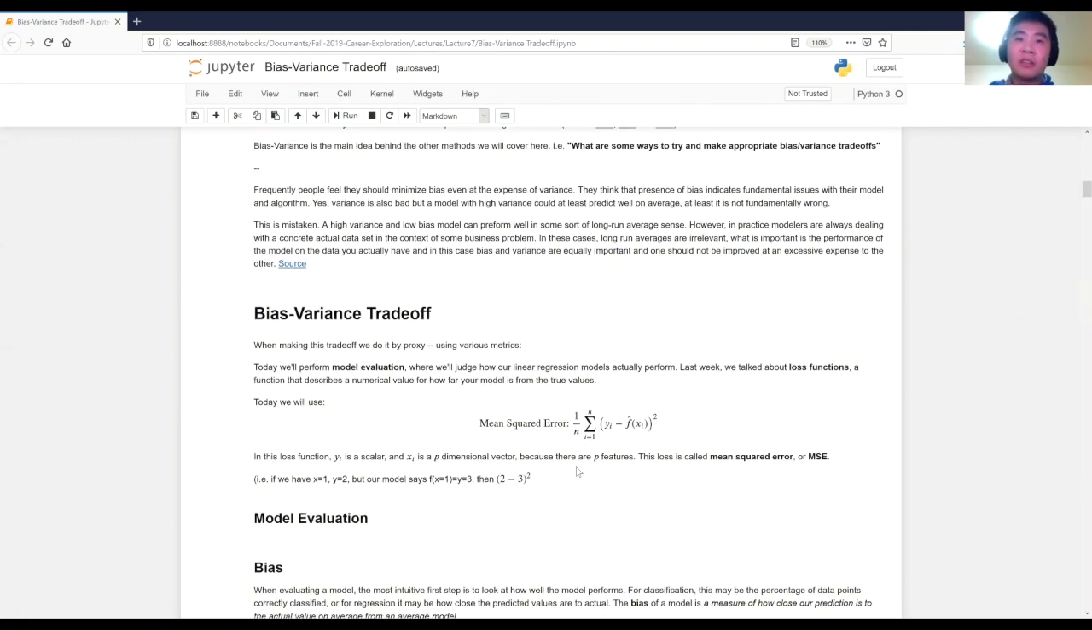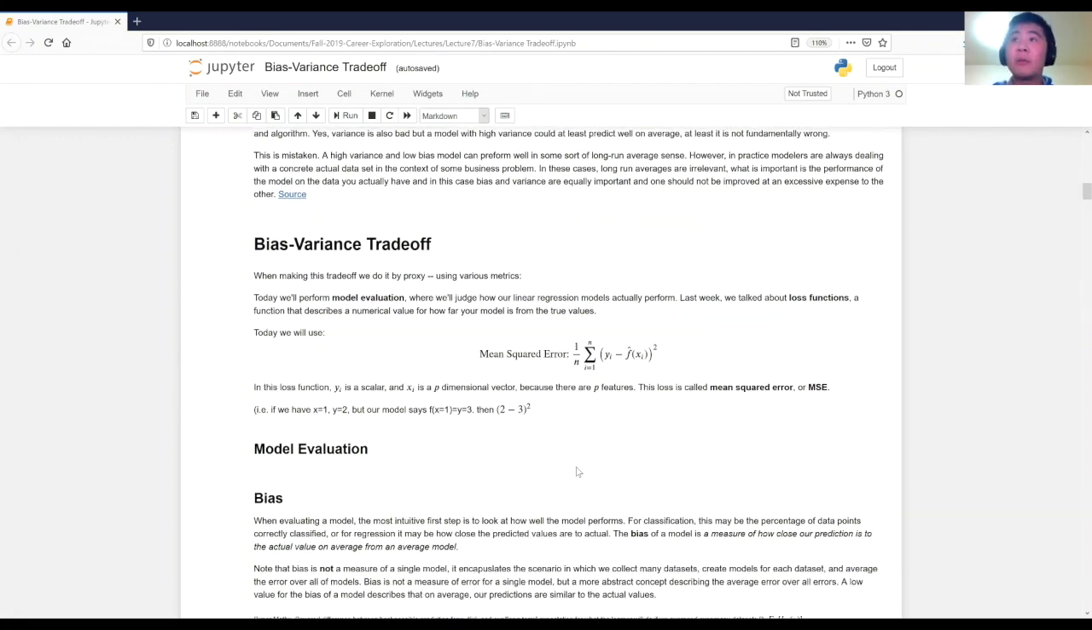So let's continue to the mean squared error, which is important to understanding concepts that are further down in this lecture. The mean squared error is the average of the distance between a true data point, which is y, and our prediction from the model, which is f of x. And then we square these values.